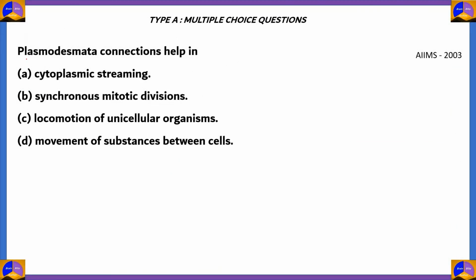Next question. Plasmodesmata connections help in cytoplasmic streaming, synchronous mitotic divisions, locomotion of unicellular organisms, or movement of substances between cells. Let's look at each of our options. Cytoplasmic streaming is the movement of fluid substances around the cell. So inside the cell, the fluid substances of the cytoplasm move around each other in a mechanism known as cytoplasmic streaming. So this happens inside the cell, so option A is incorrect.